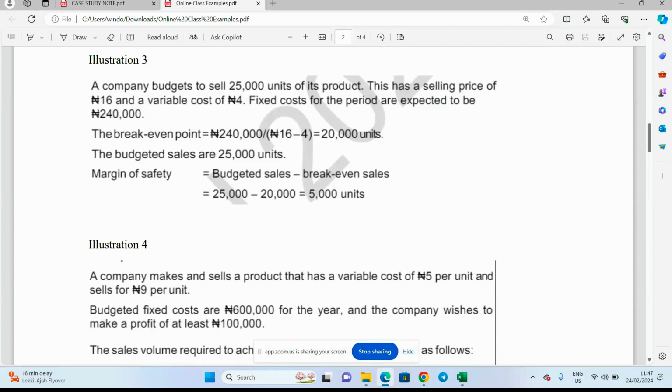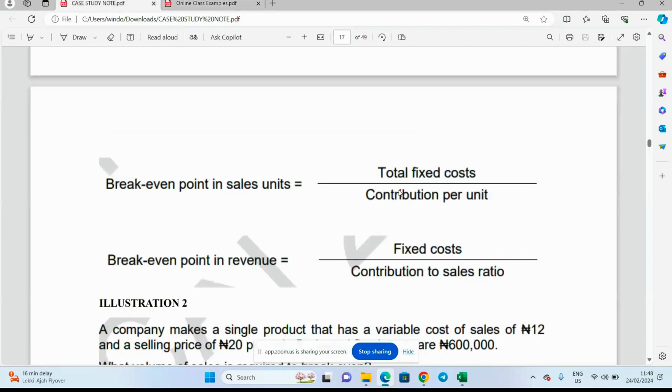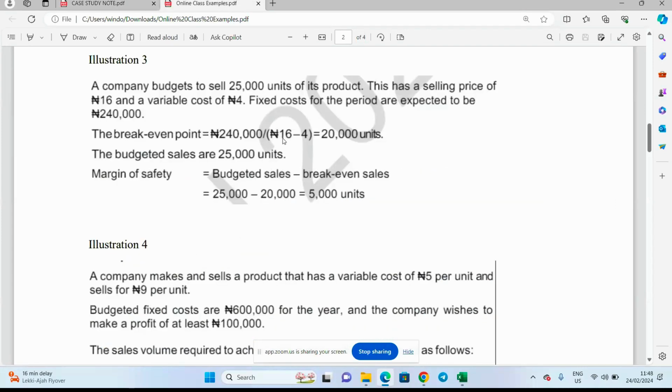Okay, the break-even point is equal to 240,000, that's the fixed cost, divided by 16 minus 4, equals 20,000 units. The break-even point in sales is total fixed cost divided by what? Contribution per unit. How do you get contribution?